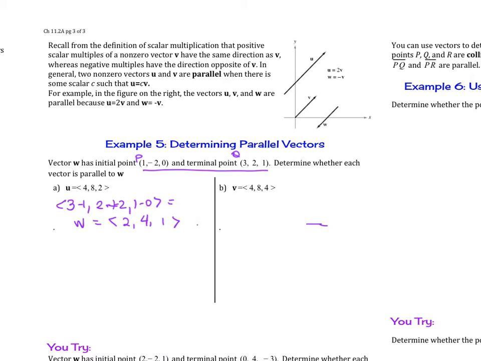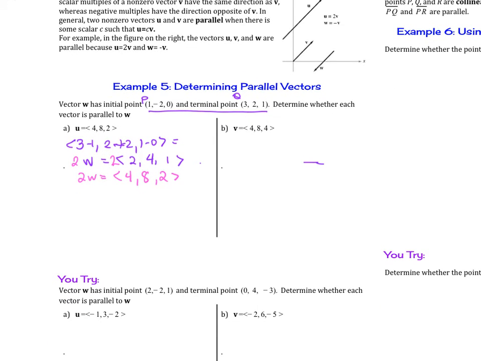So now looking at <2, 4, 1>, does that relate to u somehow? I hope you see that if I multiply this by 2, 2w is going to equal <4, 8, 2>. Because you see that, we have 2w equals u. So therefore, w and u are parallel.